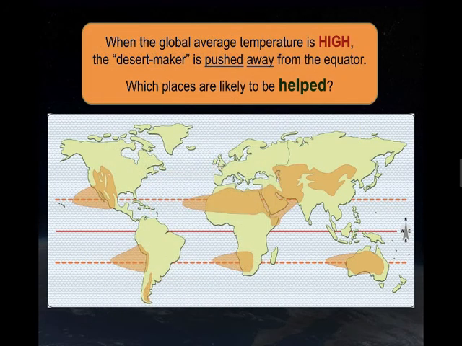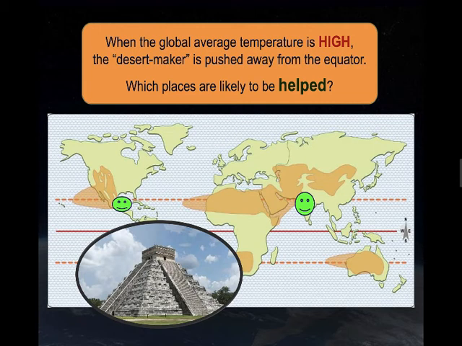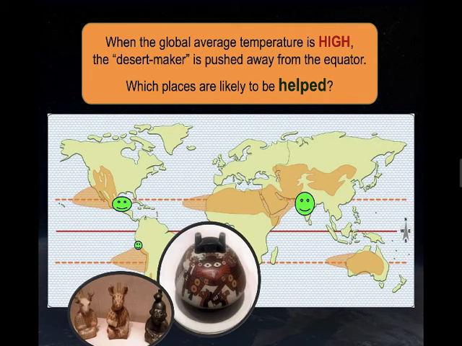So, when the global average temperature is high, the desert maker is pushed a little ways away from the equator. What places are likely to be helped? One place that is dramatically helped is going to be South Asia, and particularly the Indus River Valley and the upper reaches of the Ganges. Another place that's going to be helped is Mesoamerica, the Teotihuacan, or the Maya civilization. A place that would be helped is in northern Peru, the Nazca or Cuzco situation.